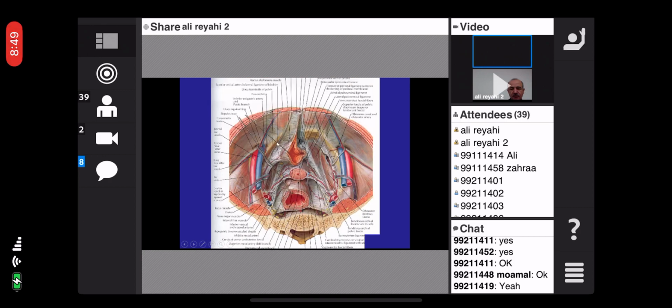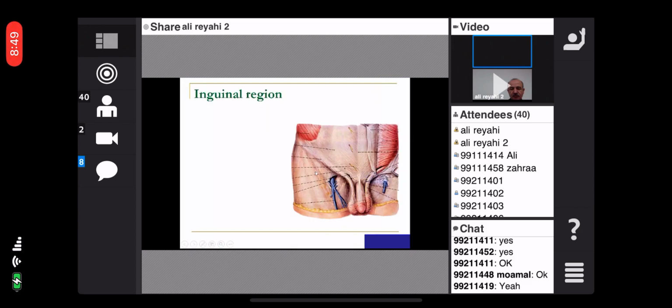And this is the woman's pelvis, and this is the uterus, and the round ligament in women passes from the inguinal ligament and reaches the skin of the labia. So this is the round ligament of the uterus.